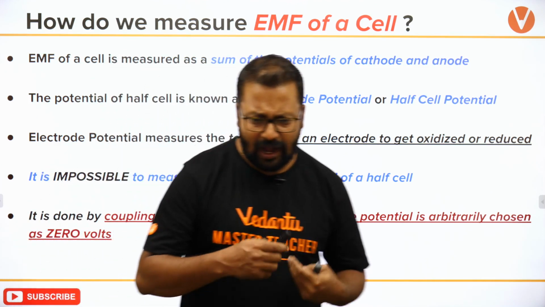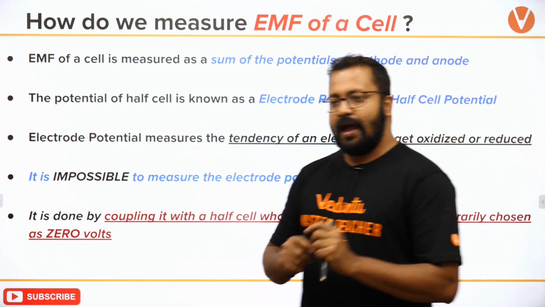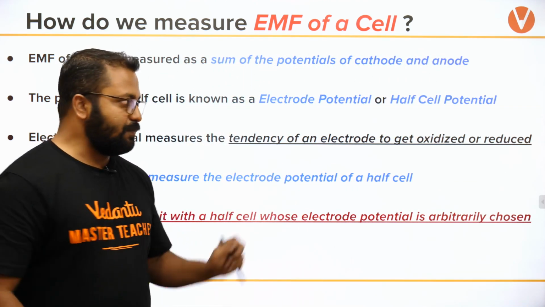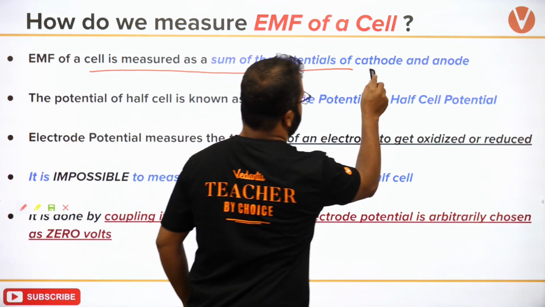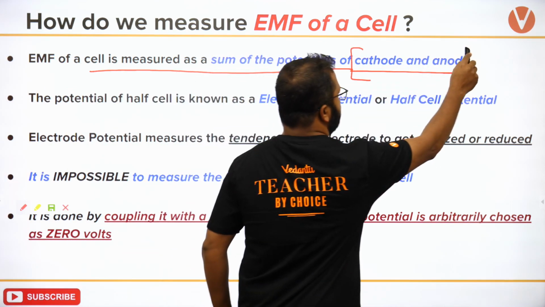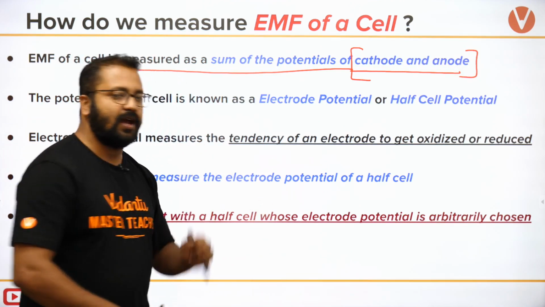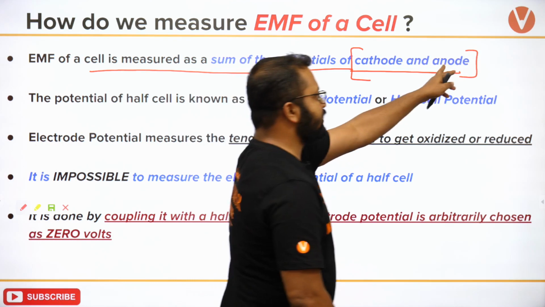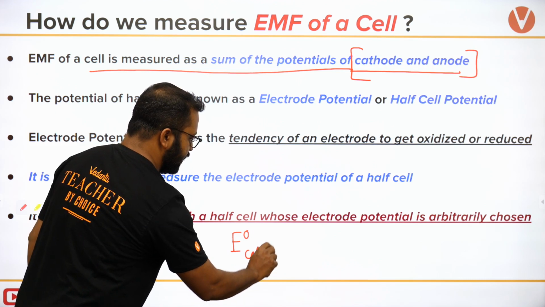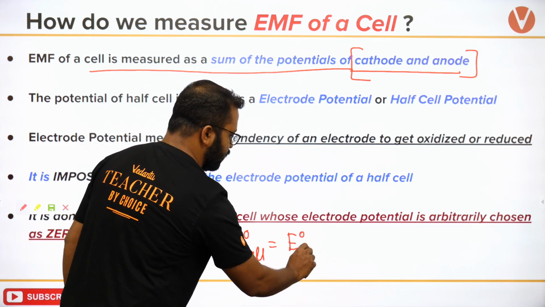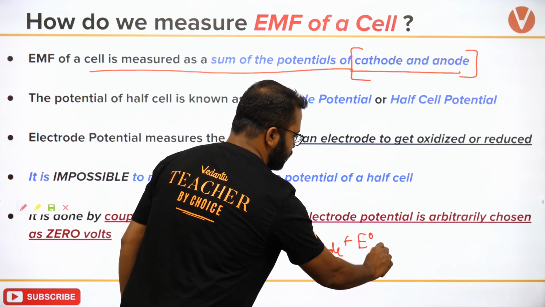Okay? How good a certain student is. So I can always measure EMF. Remember that EMF of a cell is measured as the sum of potentials of cathode and anode. So cathode और एनोड के पोटेंशियल का सम लेके हम EMF निकालते हैं पूरे सेल का. If one of them is taken as 0, let's say this is given as E naught cell and this is given as E naught of cathode and this is given as E naught of anode.